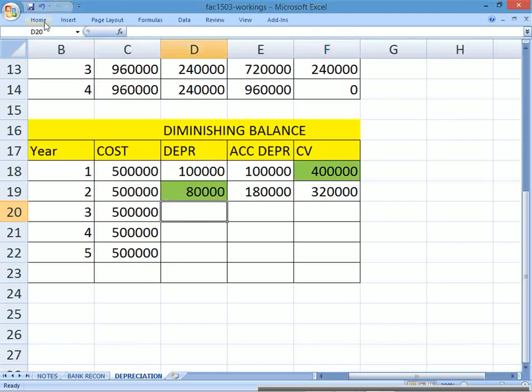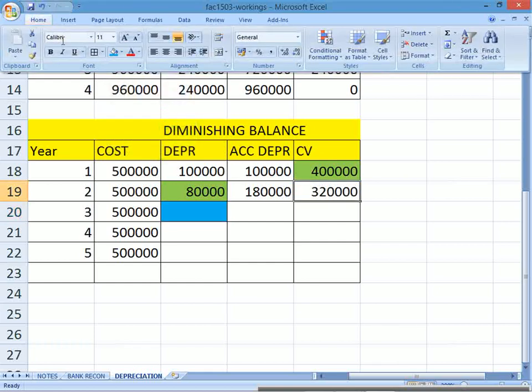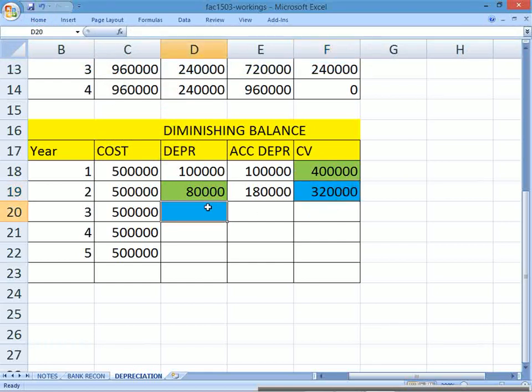Okay. Depreciation for year 3 is going to be calculated on carrying value from year 2. So this amount times 20% or divide by 5 gives you 64,000. Is that okay? Keeping up? All right, what's the accumulated depreciation going to be? What I had last year plus what I've got this year, 244. Last year's 180 plus this year's 64. Got that? Great.